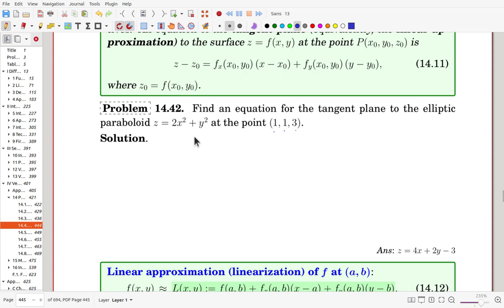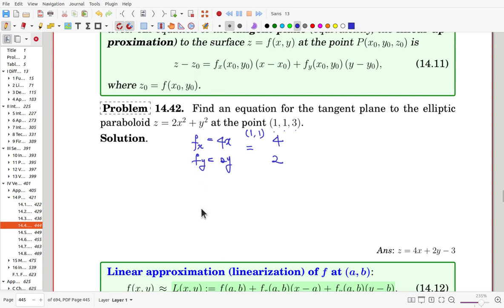Here, this is f of x, y. So the x derivative, f sub x, is 4x. F sub y, the y derivative, is 2y. Now at (1, 1), x is 1 and y is 1, so the value will be 4, and now 2. F sub x at the point is 4, and f sub y at the point is 2, right?